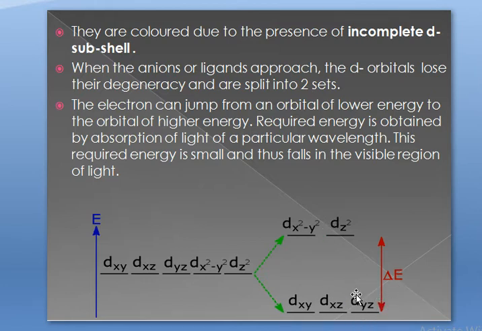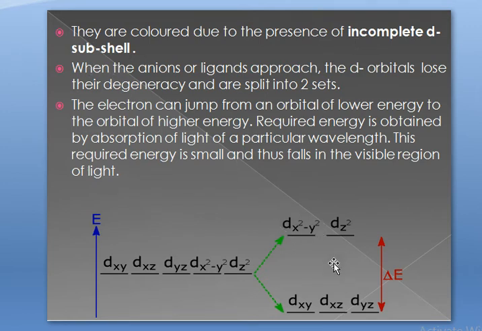Electron jumps from a lower energy orbital to a higher energy orbital, and when it comes back to its ground state, the light it emits, that transmitted light, becomes the color of the compound. Now this is possible only when there is an incomplete d subshell.